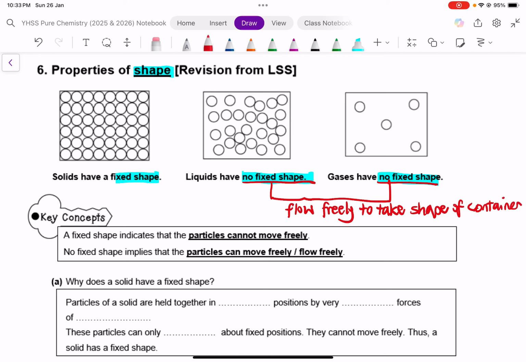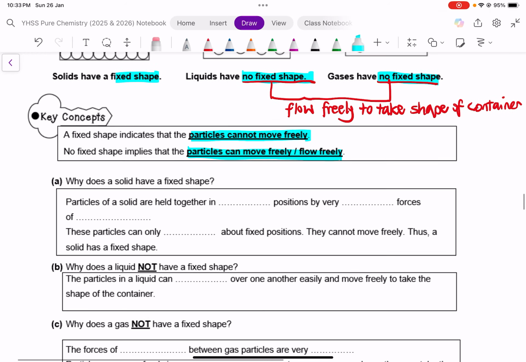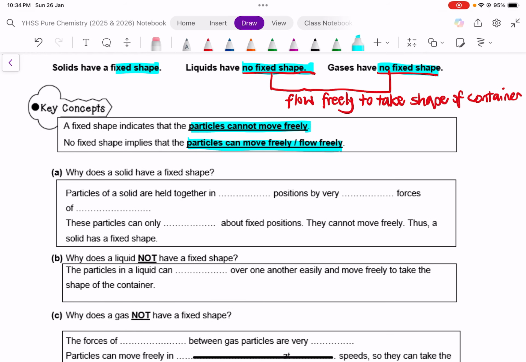So let's say if I were to pour a liquid into a container that is rectangular, that's cuboid, it will take the shape of the cuboid. On the other hand, if I were to pour the liquid into a round container, then it will take the round shape of the container. So the idea here is the shape depends on whether the particles are able to move freely or not move freely. And this is where we apply our understanding of the movement of particles.